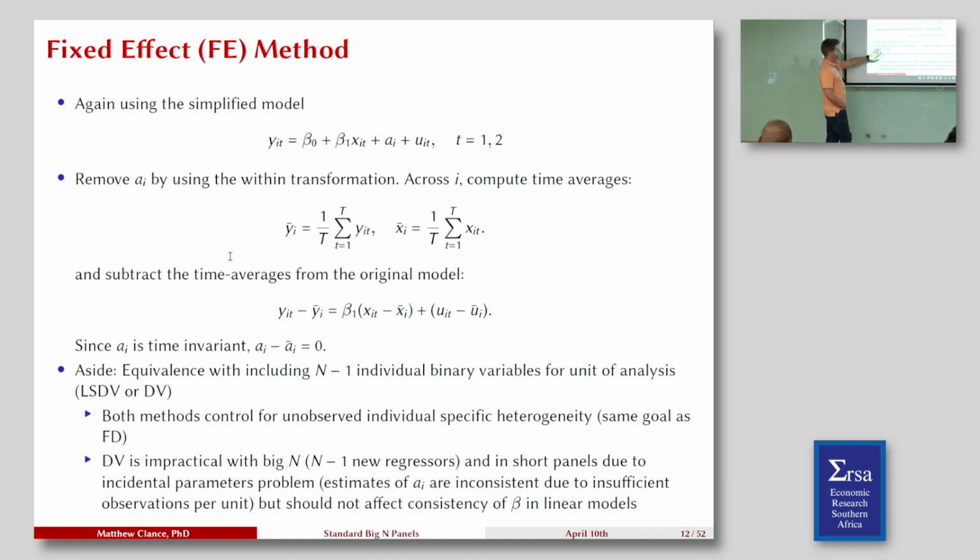So we think about this as being equivalent, because sometimes you'll see in the literature that basically they just run a least squares dummy variable model. Those two models are mostly, you could say, equivalent in how they're trying to remove the AI term. There are some things that we need to keep track of, though, if you're going to consider them to be equivalent. So both methods are controlling for the unobserved individual specific heterogeneity. Okay? Same goal. All the methods we've shown so far had the same goal.